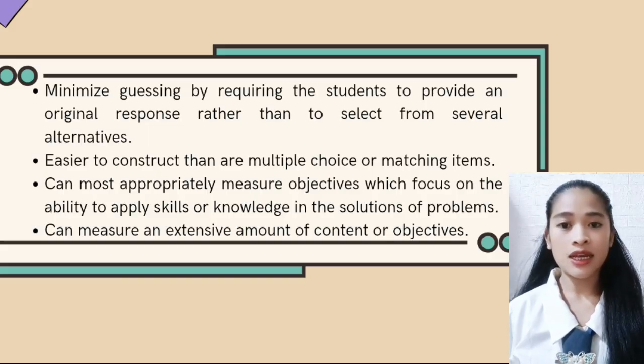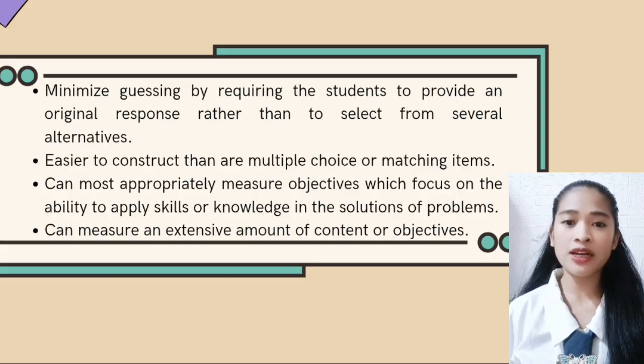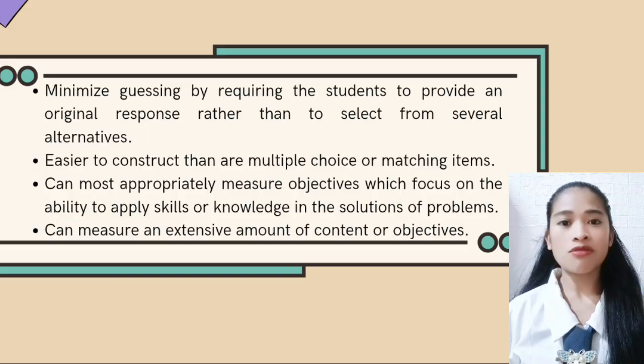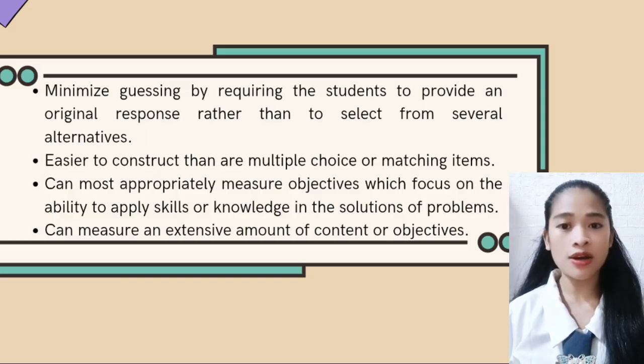The third is that it can most appropriately measure objectives which focus on the ability to apply skills or knowledge in the solutions of problems. For example, instead of asking what is the formula for the area of a rectangle, provide a problem. Like, a rectangular garden is 5 meters long and 3 meters wide. What is its area? This assesses both knowledge of the formula and the ability to apply it.